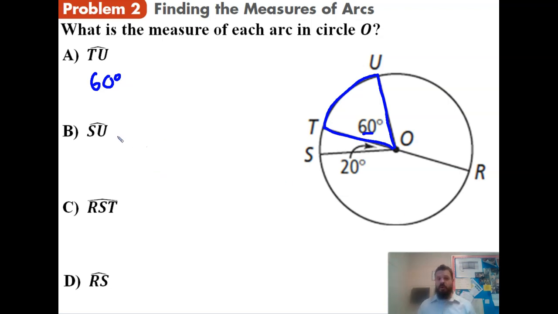B, we want to know the measure of arc SU. Now SU here is made up of two adjacent arcs, ST and TU. I know ST is 20, TU is 60 again. So for SU, we'll just take 20 plus 60, which gives us 80 degrees total for that arc SU.